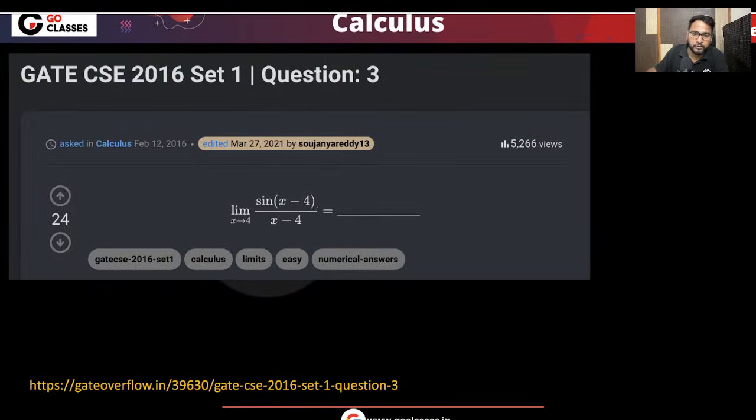Now let's just see if you can solve this. What is the answer here? I think this question is very much straightforward. You can directly tell me the answer.